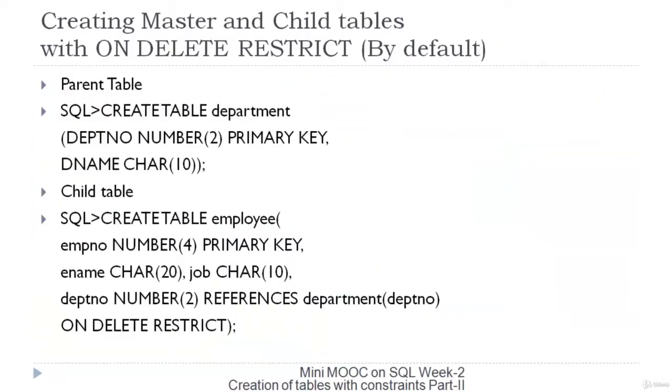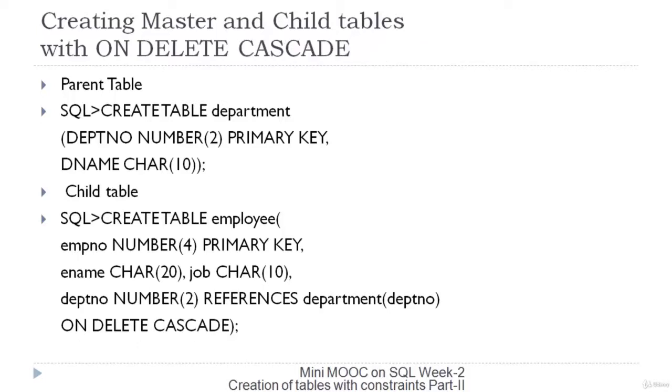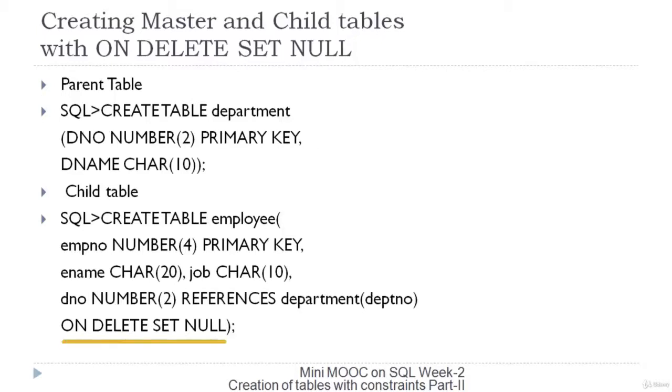To implement these concepts, we can specify it during creation of foreign key constraint. Here, department is a parent table and employee is a child table. We have applied onDelete restrict constraint during creation of foreign key. It means we cannot remove master record or parent records if they have their corresponding child record present in child table. We can also specify onDelete cascade to remove both parent and child record at same time. We can specify onDelete set null to set null in child table if corresponding parent record has been removed.